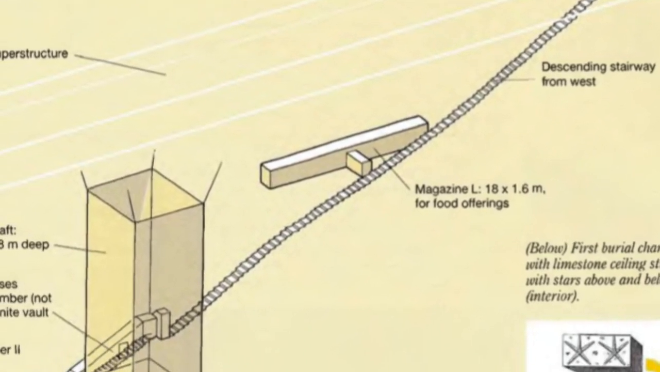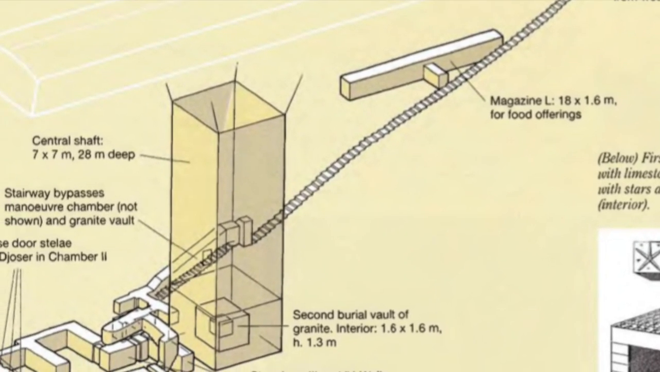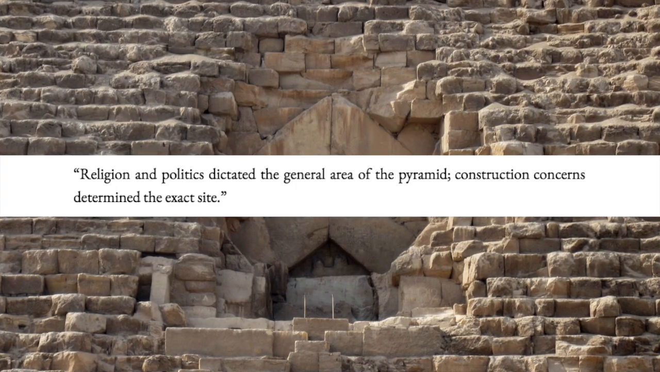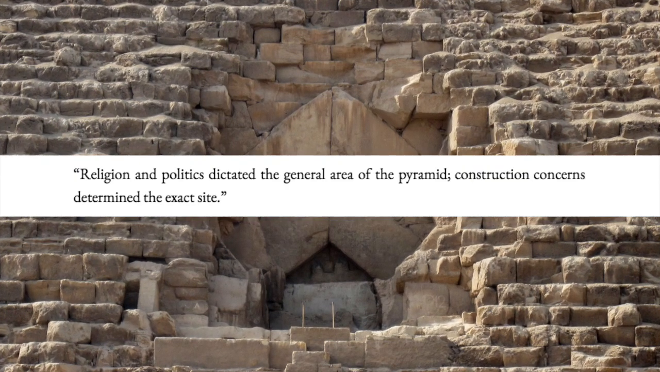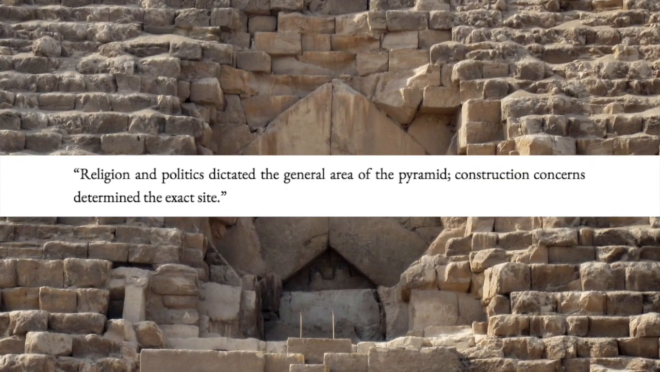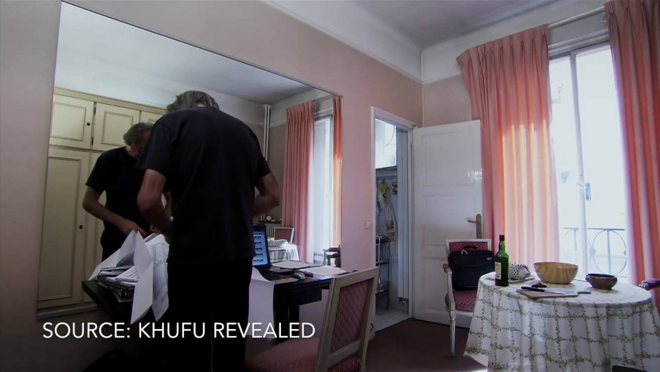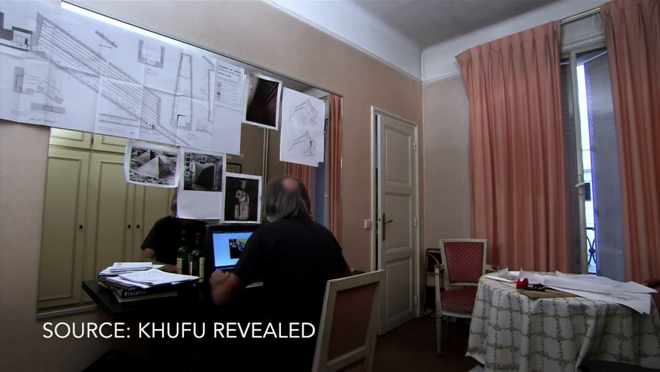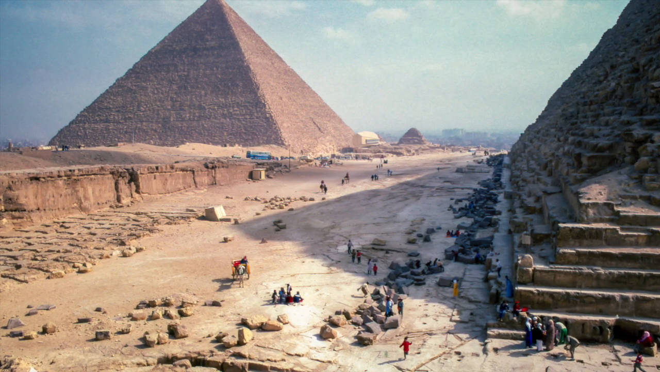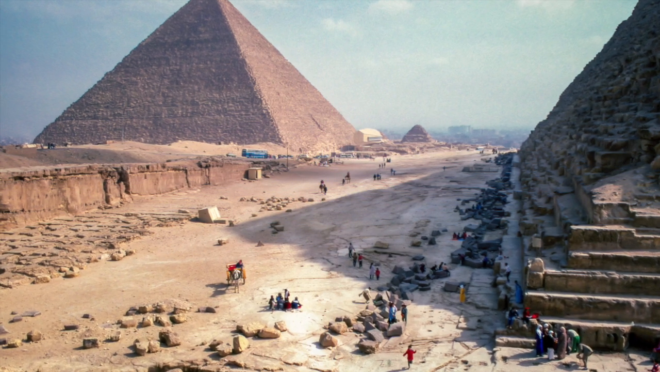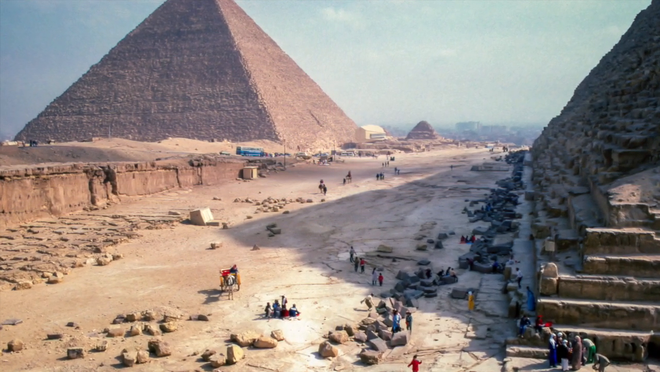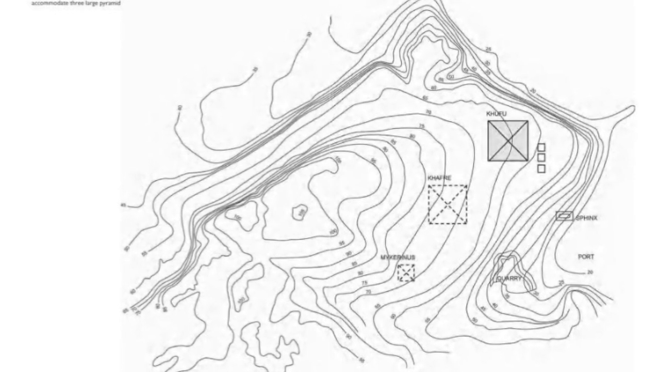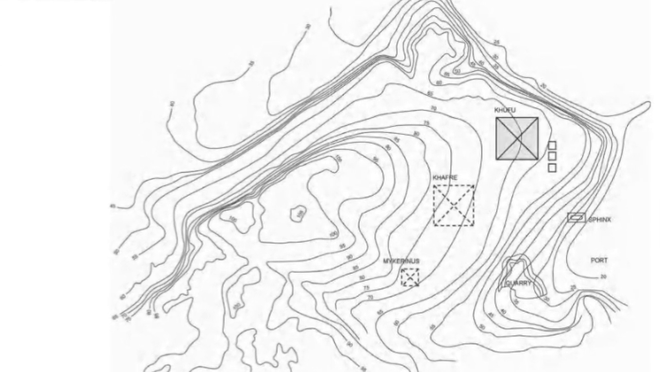Regarding why burials of royalty did not continue at Saqqara, Brier is perhaps vague, citing that, quote, religion and politics dictated the general area of the pyramid. Construction concerns determined the exact site. The narrative continues that Hemenu and his overseers took great care to inspect the Giza site. They would, after all, not be building near a limestone quarry, but more or less in a limestone quarry, and this was one of the major deciding factors in picking Giza as the site for the construction of Khufu's pyramid.